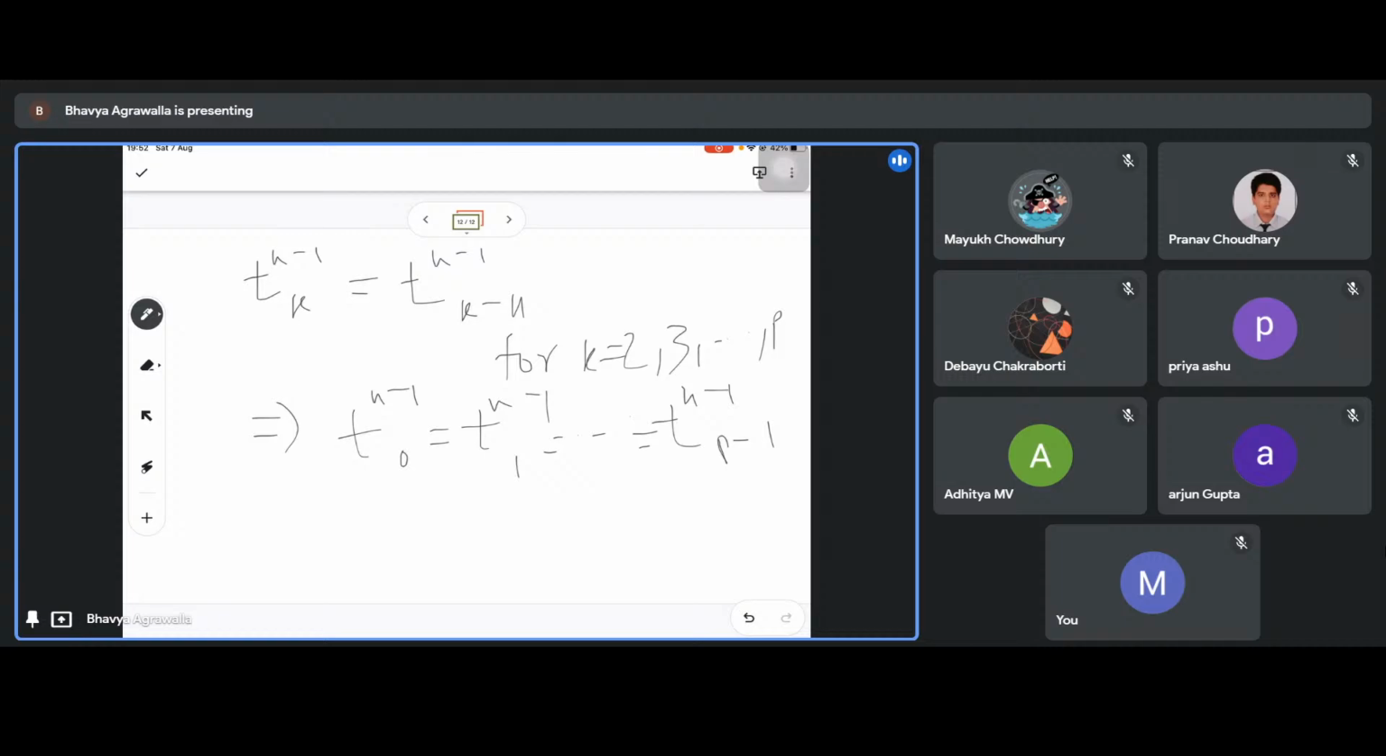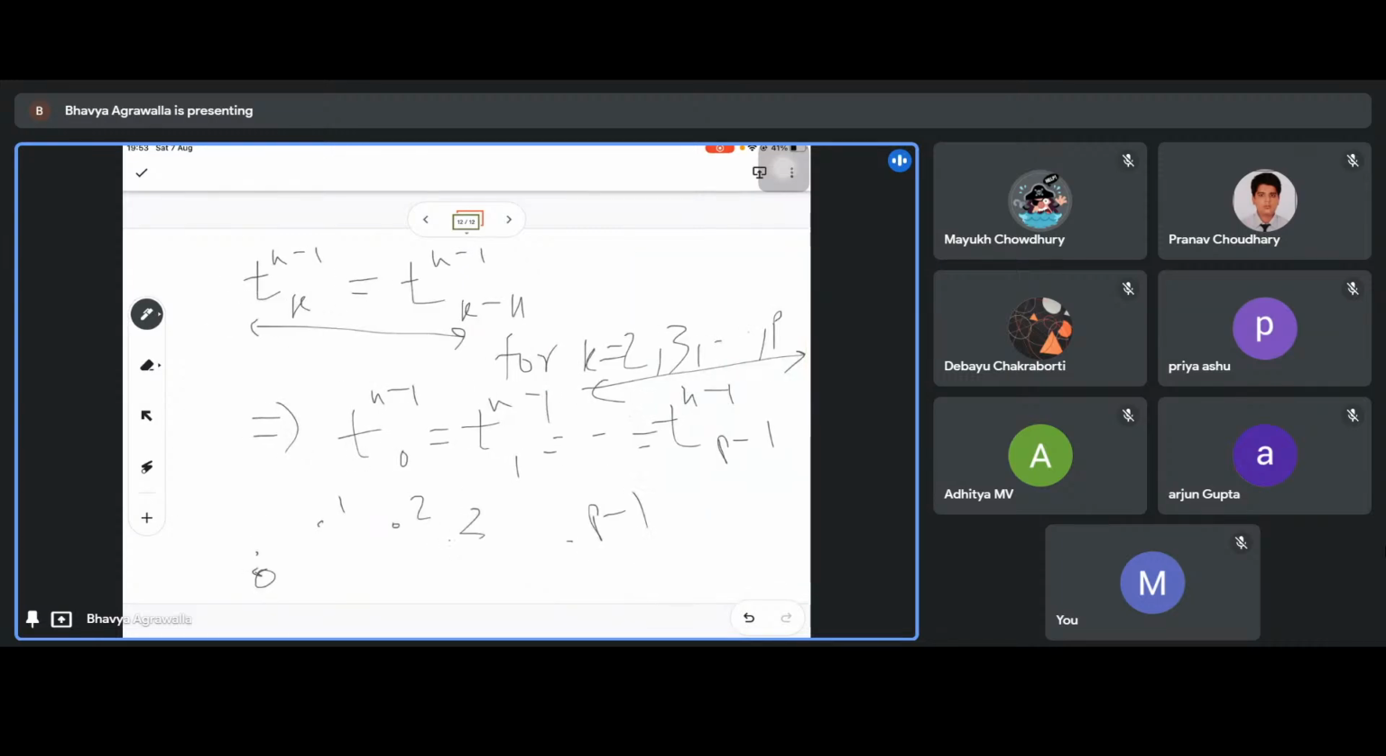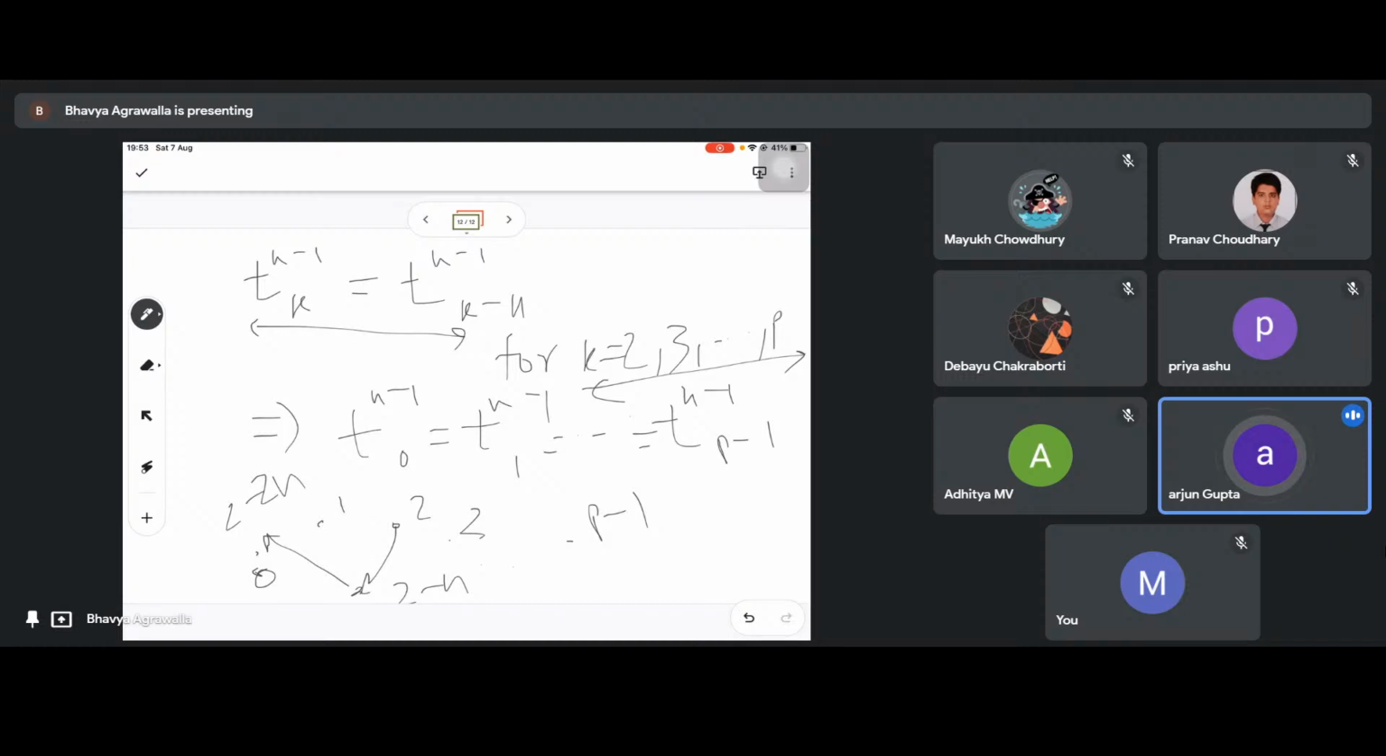So what is that called? If you think about it, suppose you have the residues modulo p: 0, 1, 2, 3, ..., p minus 1 arranged on a graph. What this is saying is that for k equals 2 to p, t of n minus 1 comma 2 is equal to t of n minus 1 comma 2 minus n, then this is equal to 2 minus 2n. Can you wait for 2 minutes just to let me think about this?